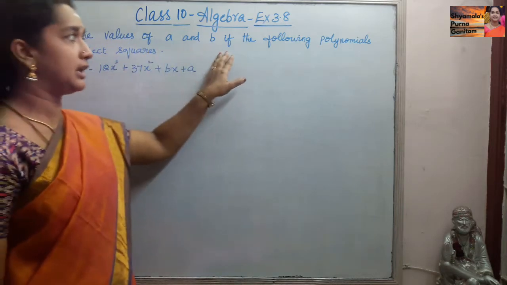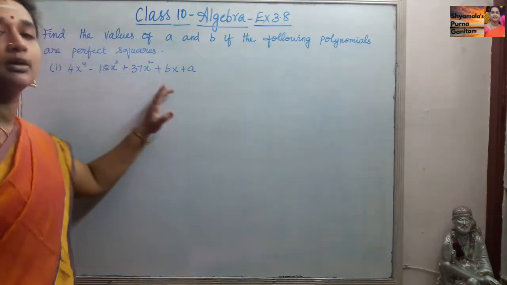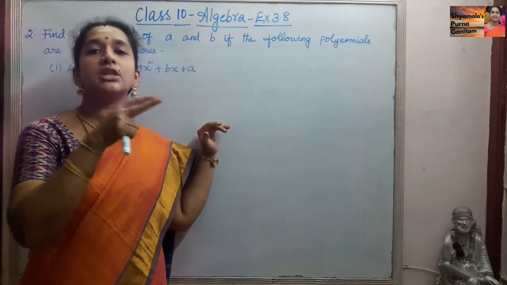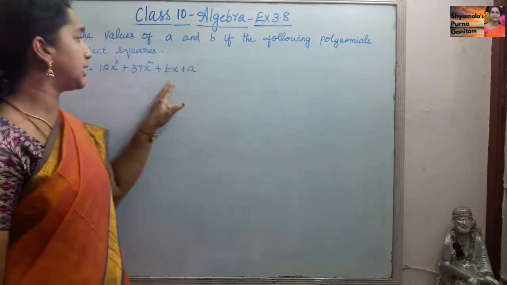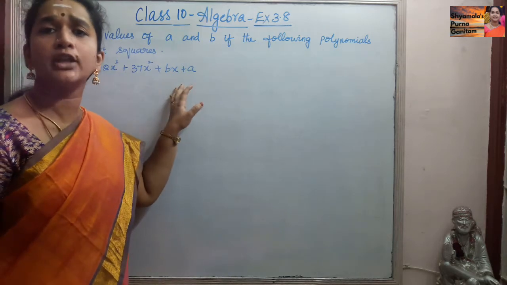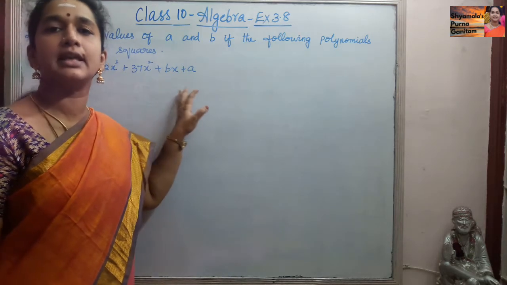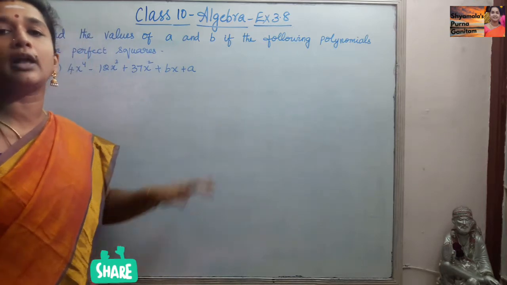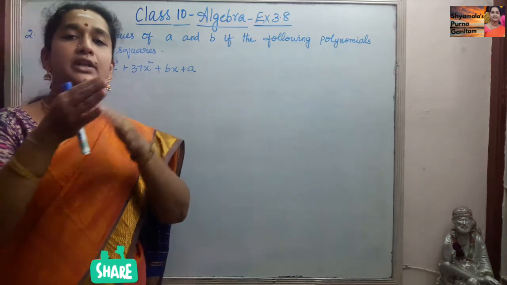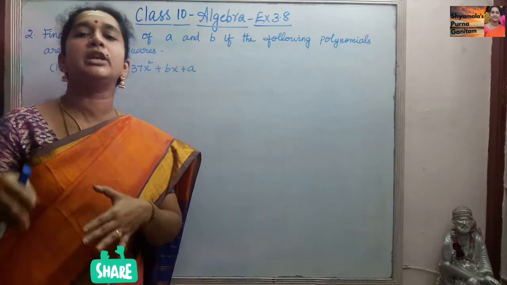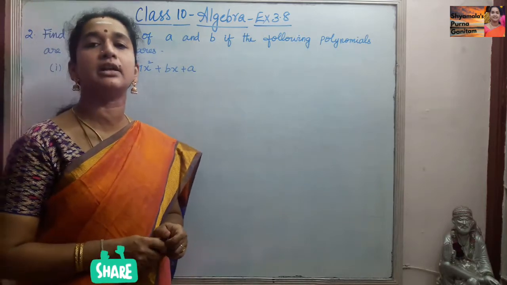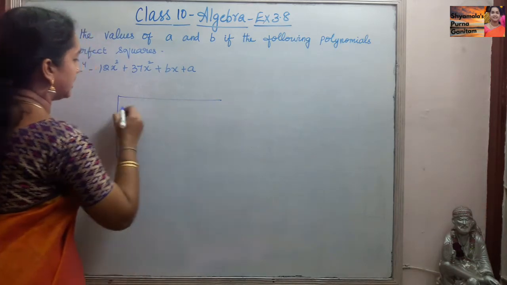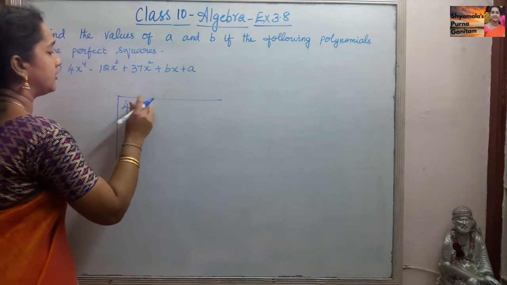Find the values of a and b if the following polynomials are perfect squares. That means when we find the quotient, the remainder will be equal to 0. But here, along with x, another variable b is there and one more variable a is also there. So we are asked to find the values of a and b, that is, after getting the remainder, that has to be equated to 0 since it is given that it is a perfect square. So we find the perfect square using the long division method.